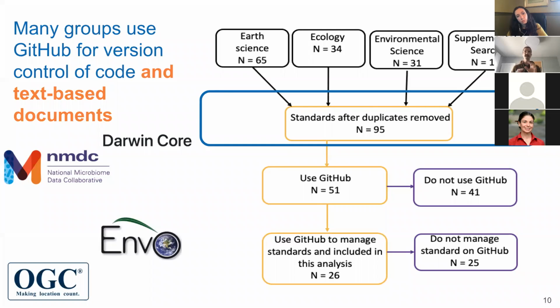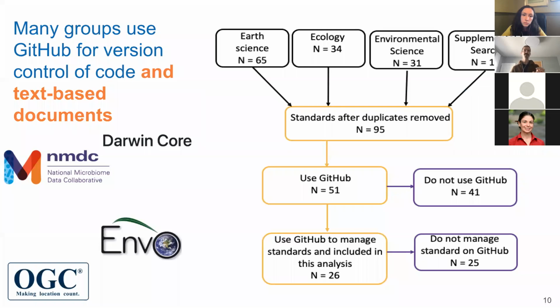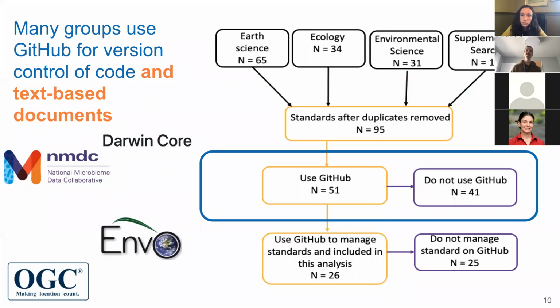As you see here, I searched for different groups using GitHub to document reporting formats from the different domains that are captured in ESSDIVE. I found 95 groups that do this, but actually only 51 used GitHub to manage their standards. And so from this systematic search, this review that I conducted, I discarded the 41 groups that don't use GitHub.